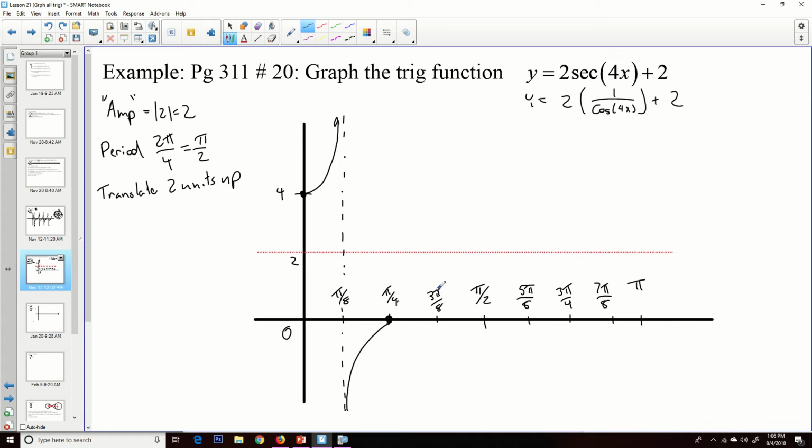And then if I plug in 3 pi over 8, 3 pi over 8 times 4 would be 3 pi over 2. And the cosine of 3 pi over 2 is 0. So I got another division by 0, which is going to give me another vertical asymptote. And then again, in the third quadrant, as we go from pi to 3 pi over 2, cosine's still negative, so it's going to stay negative there. And then pi over 2 times 4 is 2 pi. The cosine of 2 pi is 1. And so 1 times 2 is 2, plus 2 is 4, so at a half, I'm back to 2.